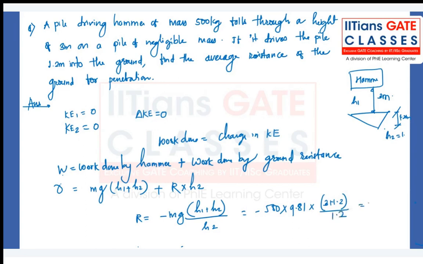If you solve it, you will get around 17 kilonewton. The minus sign indicates that the direction of this force is opposite to the weight, so you can remove it and say it is upward. 17.16 kilonewton is the resistance of the ground for the penetration, and the direction is upward. Any doubt in this question? If it is clear, then let's move to the next.